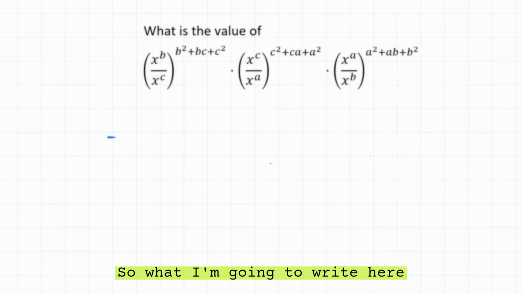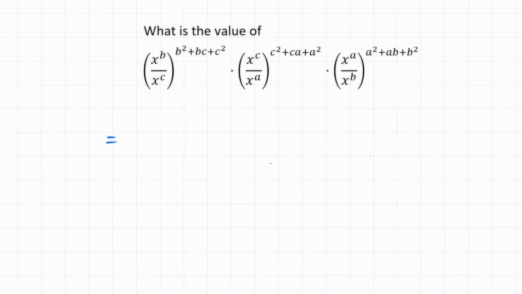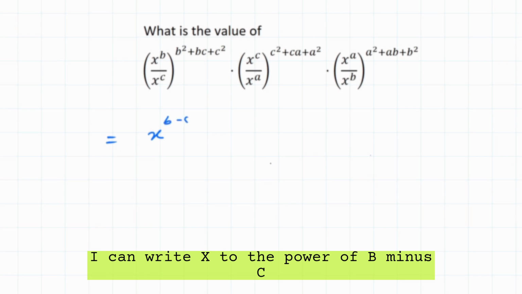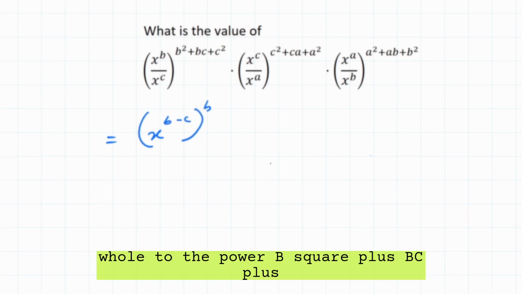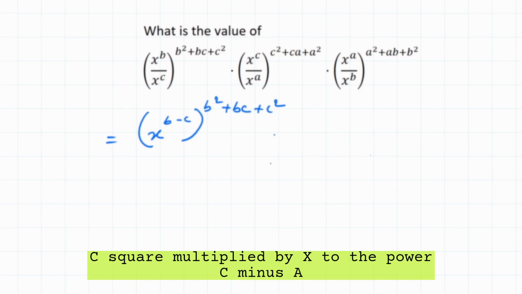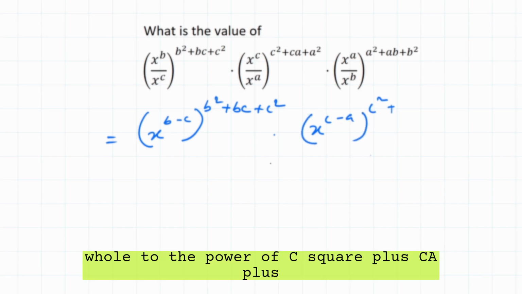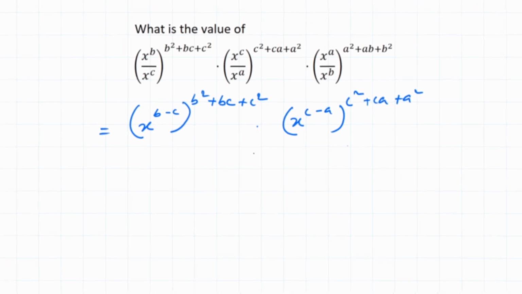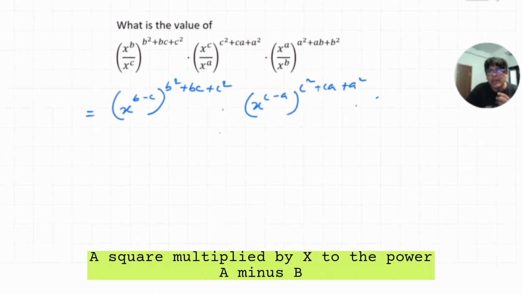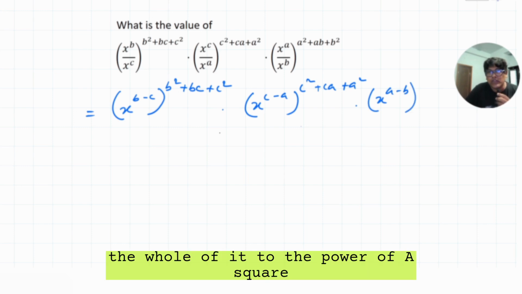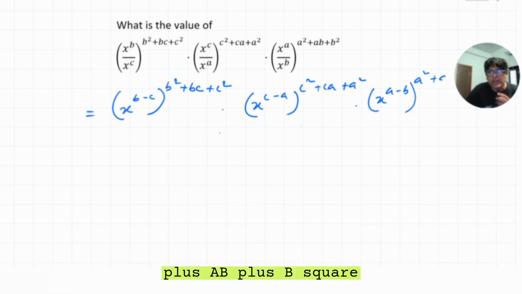So what I'm going to write here, for the first expression, I can write x to the power b minus c, whole to the power b square plus bc plus c square, multiplied by x to the power c minus a, whole to the power of c square plus ca plus a square, multiplied by x to the power a minus b, the whole of it to the power of a square plus ab plus b square.